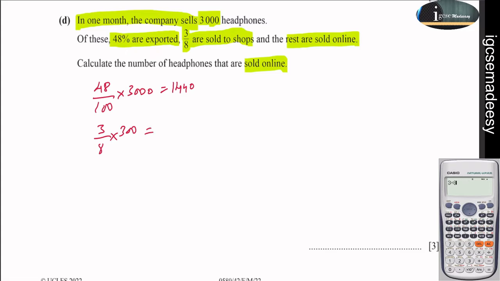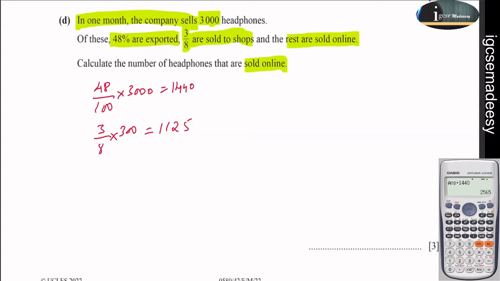So 3 divided by 8 times 3000 gives you 1125. So 1125 are sold in shops. Now we have to find the number of headphones that are sold online, right? So we'll add this, 1125 plus 1440, and we got this much.